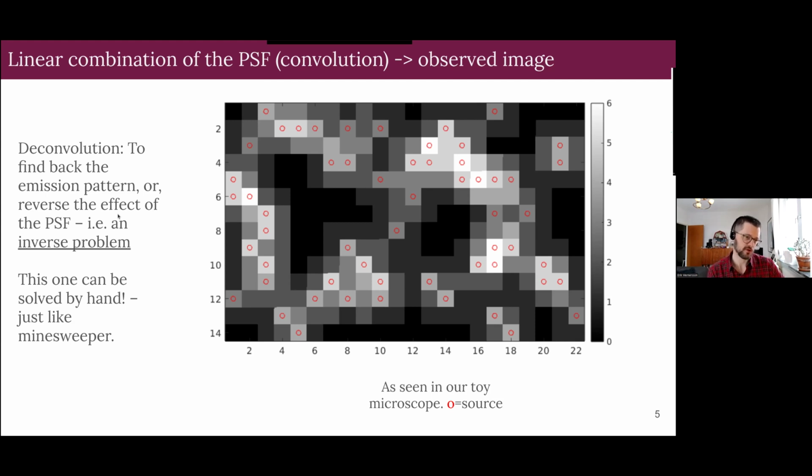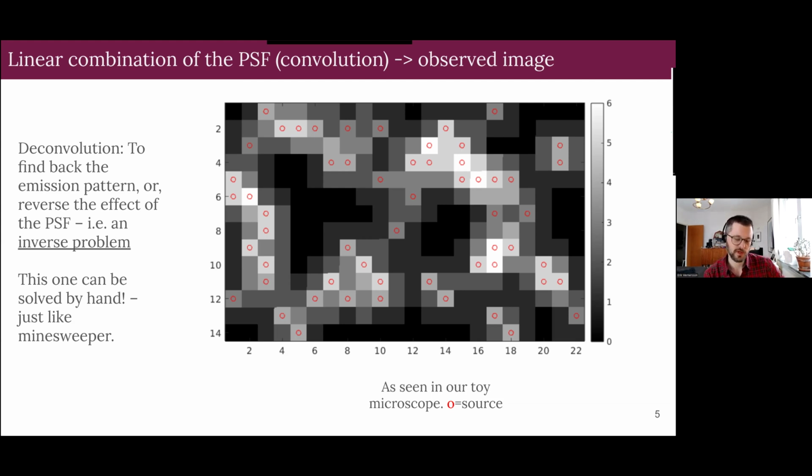Now, the aim of deconvolution is to find back the emission pattern, to see where the source of these photons that we got is. So it's, in some sense, to reverse the effect of the point spread function. And that's also why it's called an inverse problem. In this case, you could solve it by hand, just like in Minesweeper, because most of these sources are local maxima, but not always. But you could take out the obvious ones first, reduce the pixel values around them, and go one by one, and eventually maybe you will solve it.